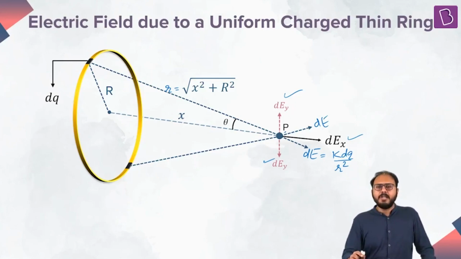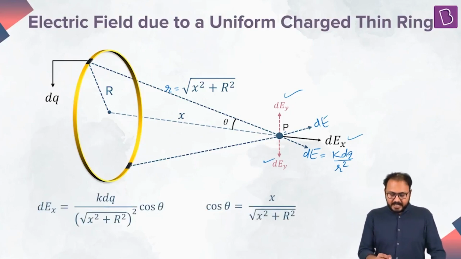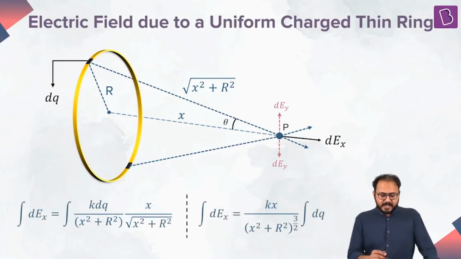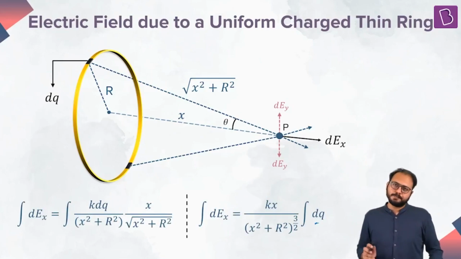That means the only component which is useful is dEx. And dEx is actually k dq by r square cos theta, clearly from the triangle. Cos theta is adjacent upon hypotenuse. Adjacent is x, and you have under root x square plus r square. When you feed the values, guys, you have kx upon (x square plus r square) to the power 3 by 2 coming out of the integral sign, and what's left inside is a very peaceful dq.